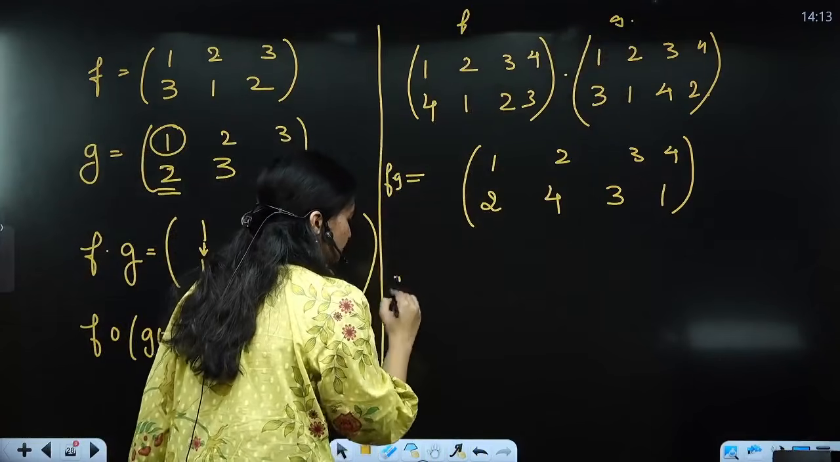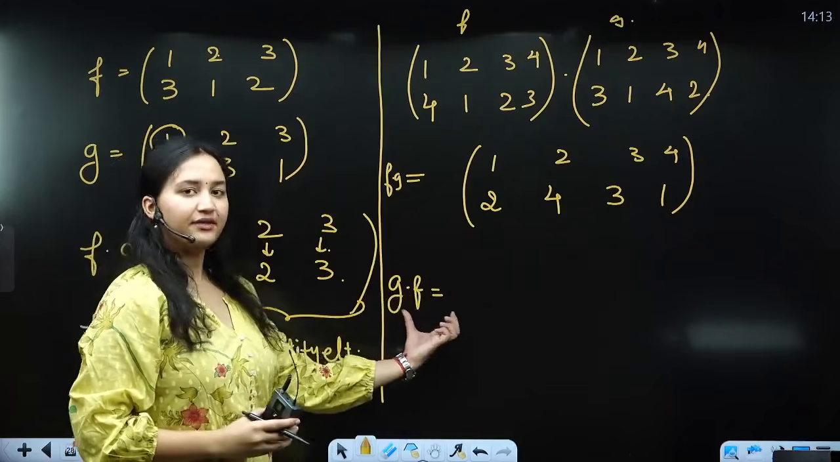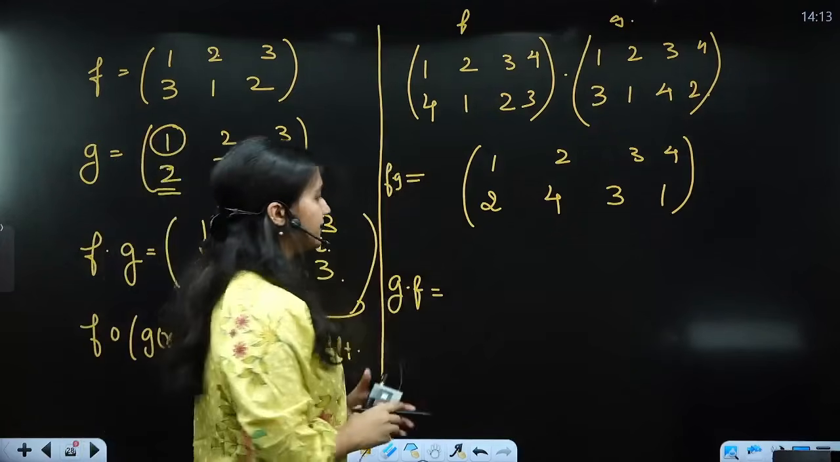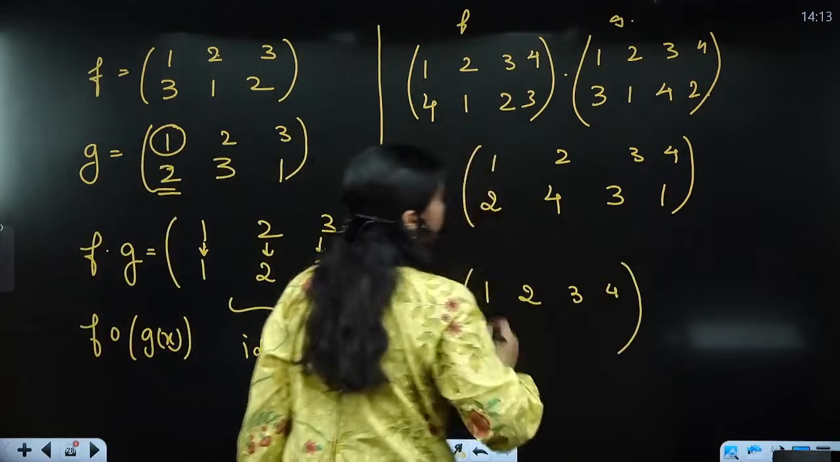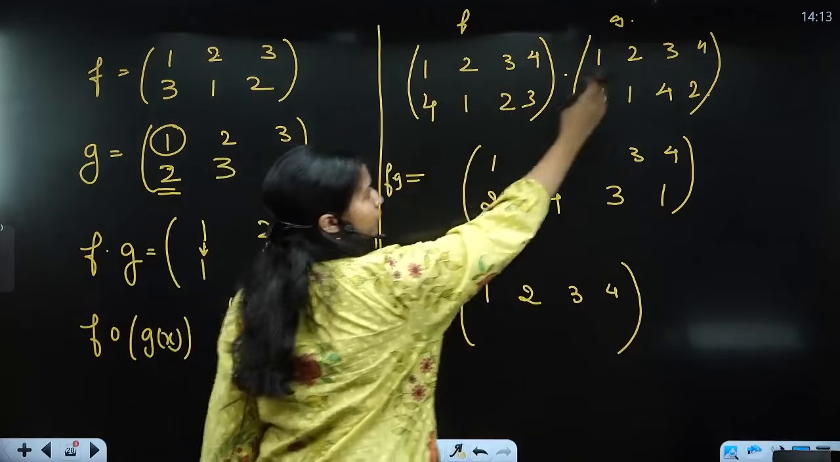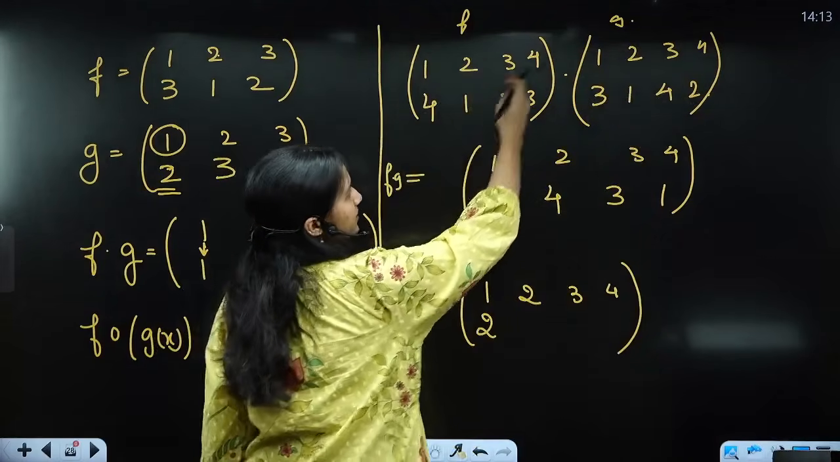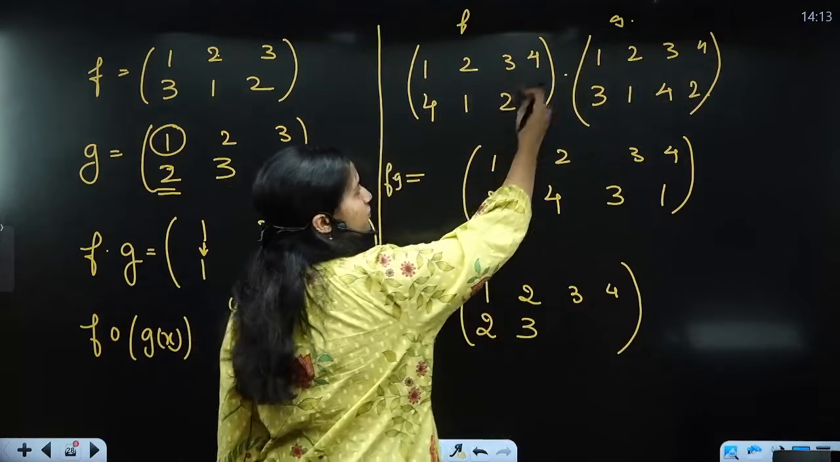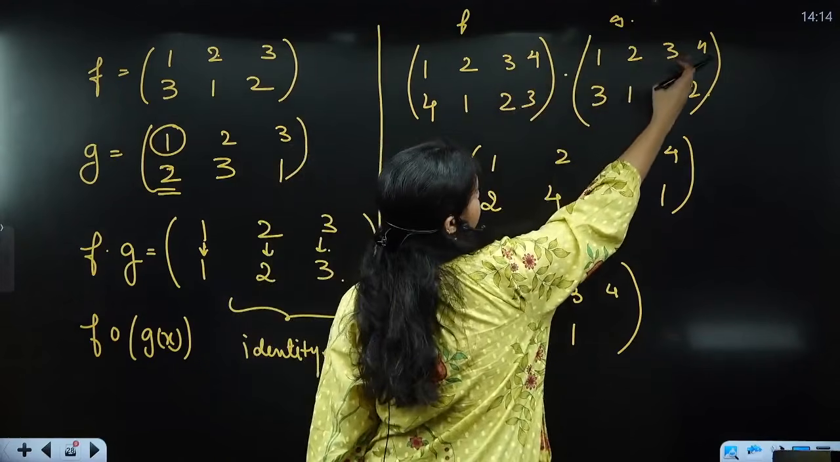Now if I'm supposed to calculate g of f, first I will start taking the values from f here. So we will start from f. 1 is going to 4, 4 is going to 2, 2 is mapped to 1, 1 is mapped to 3, 3 is mapped to 2, 2 is mapped to 1, and finally 4 is mapped to 3 and 3 is mapped to 4.